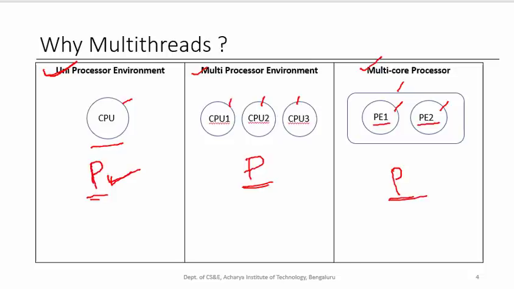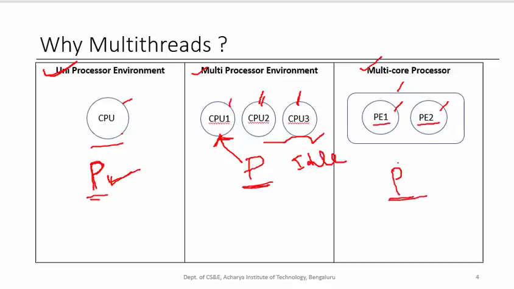When the process P is not running, the CPU is idle. Otherwise the CPU is occupied. Whereas in this case, if this process P is scheduled on CPU 1, CPU 2 and CPU 3 are going to remain idle.